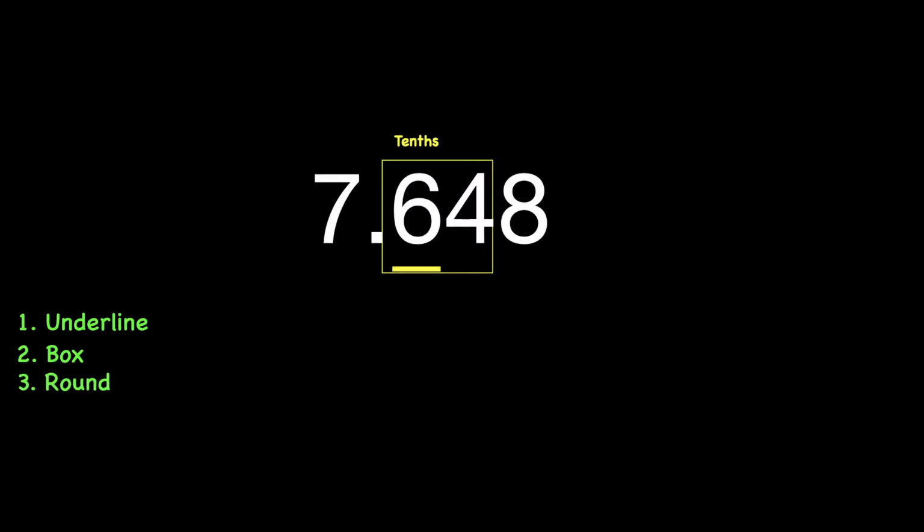Okay. So our first step in rounding mixed numbers or decimal numbers is we need to know our place value. So for example, let's just start with tenths for our number of 7 and 648 thousandths. Our first step is to underline the place value that we want to round to. The second step is to box that digit and the digit to the right, so in this case the 64. Our third step is to take that 64 in the box and round it. 64 is in between 60 and 70, but it's closer to the 60.